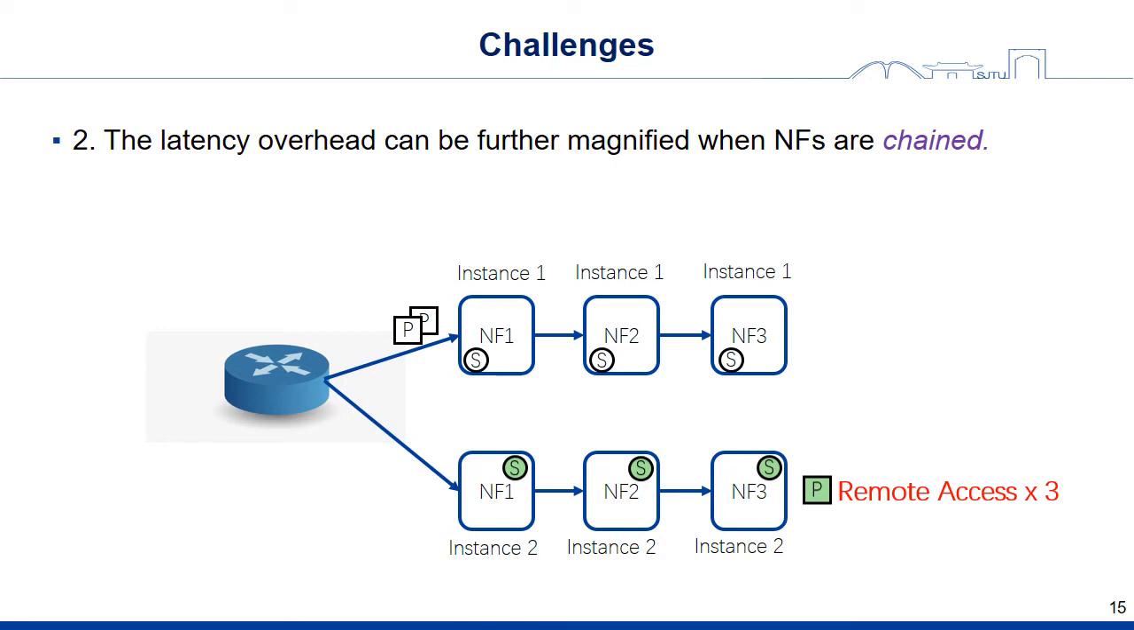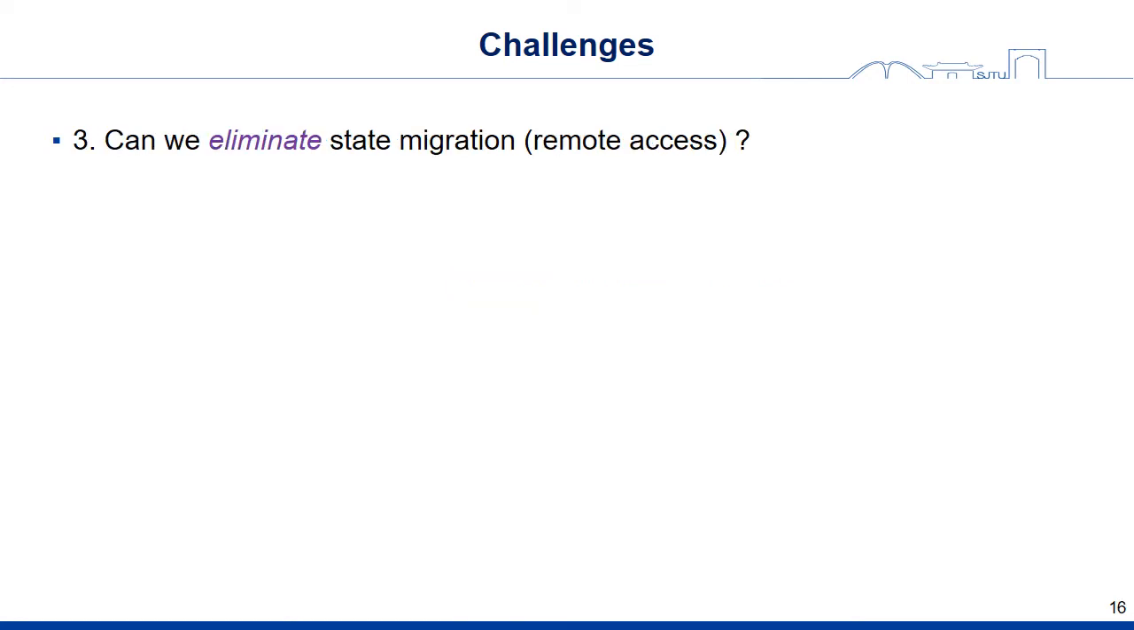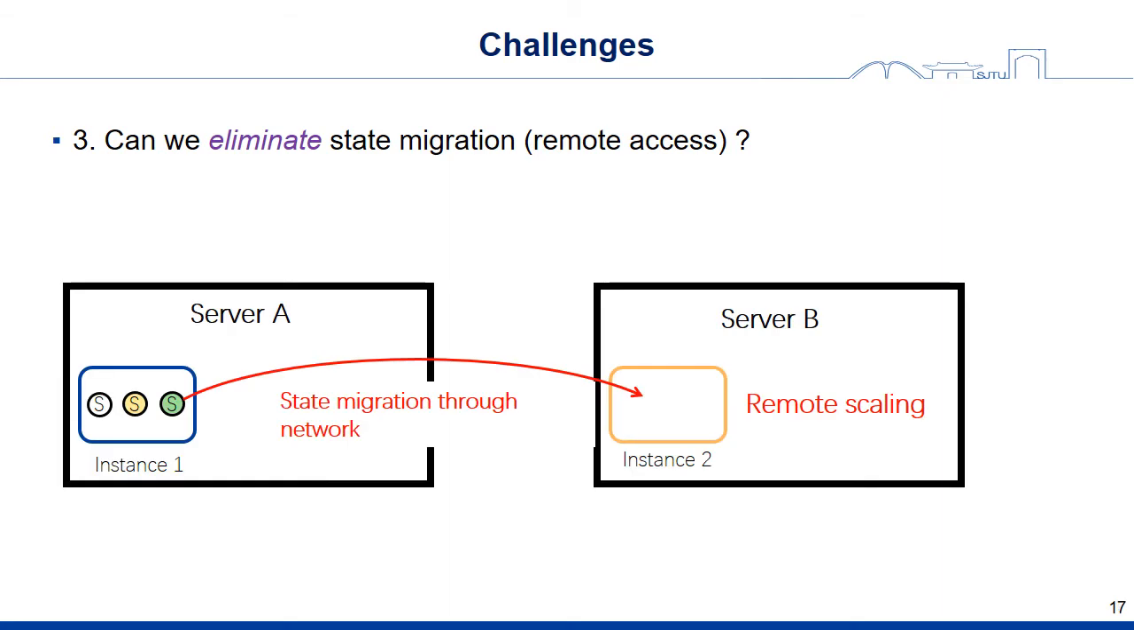Since state migration incurs so much overhead, can we avoid state migration or remote access during scaling events? Let's think about the fact that NFs are no longer hardware, but applications running on servers. So some instances are co-located in one physical server.